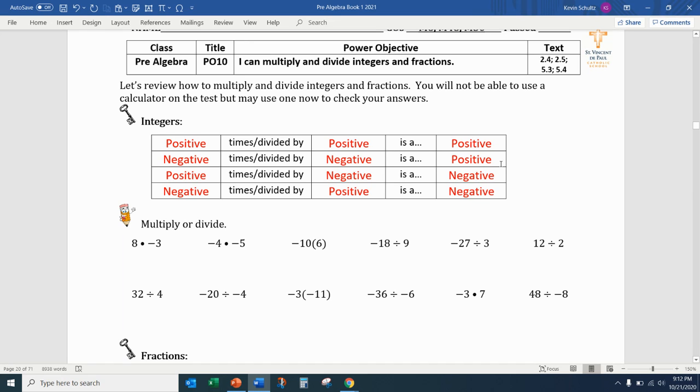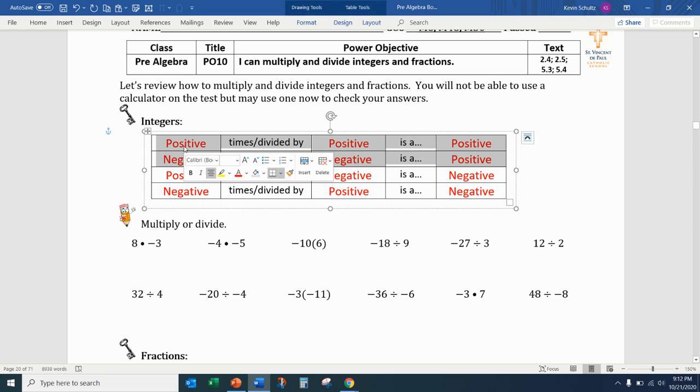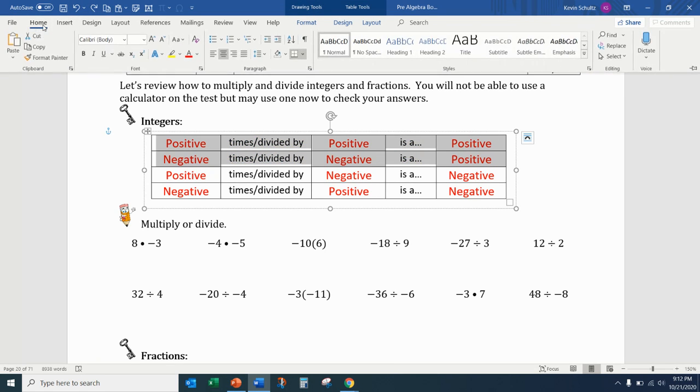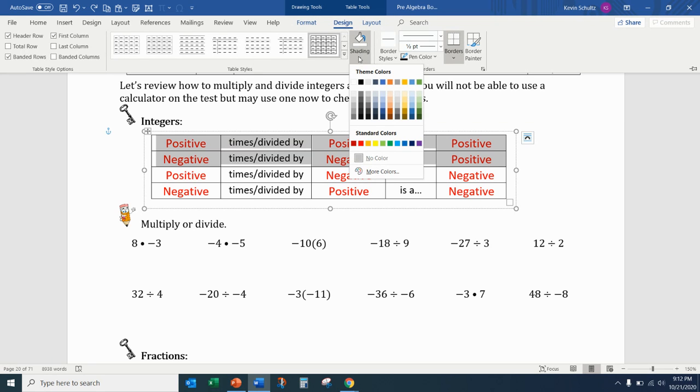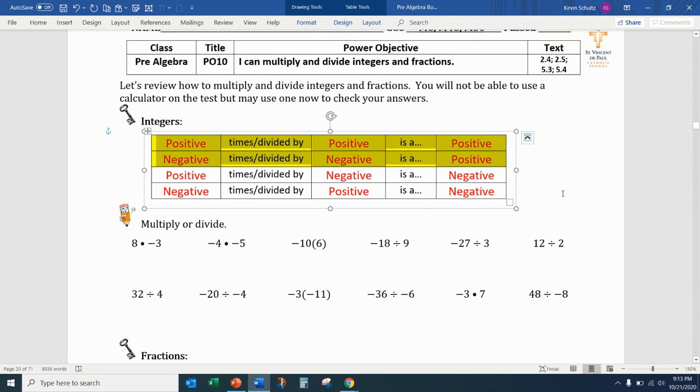So, general rule of thumb here, take a look at when we get a positive answer. It's kind of like fill this table. Shading, does this work? There we go. When we get a positive answer, notice what is true about the signs of our numbers. They're the same, right? Positive, positive is a positive. Negative, negative, also positive.